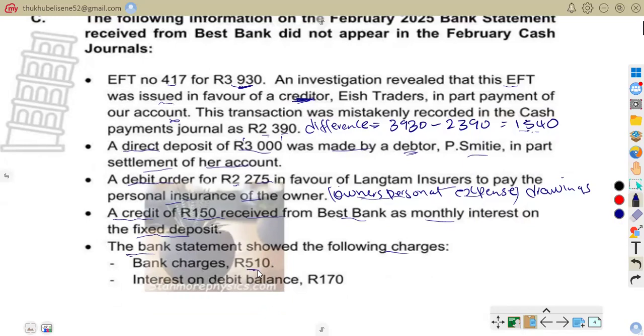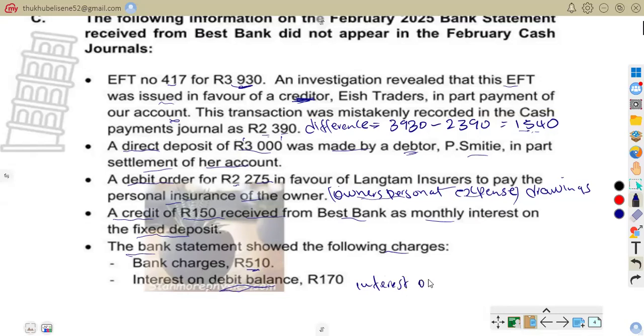Then we have bank charges of 510. So money is going to go out, so we have to record it under cash payment journal, because these are charges on our business. We have interest on debit balance. So if we do this, it simply shows that we are talking about interest on overdraft.